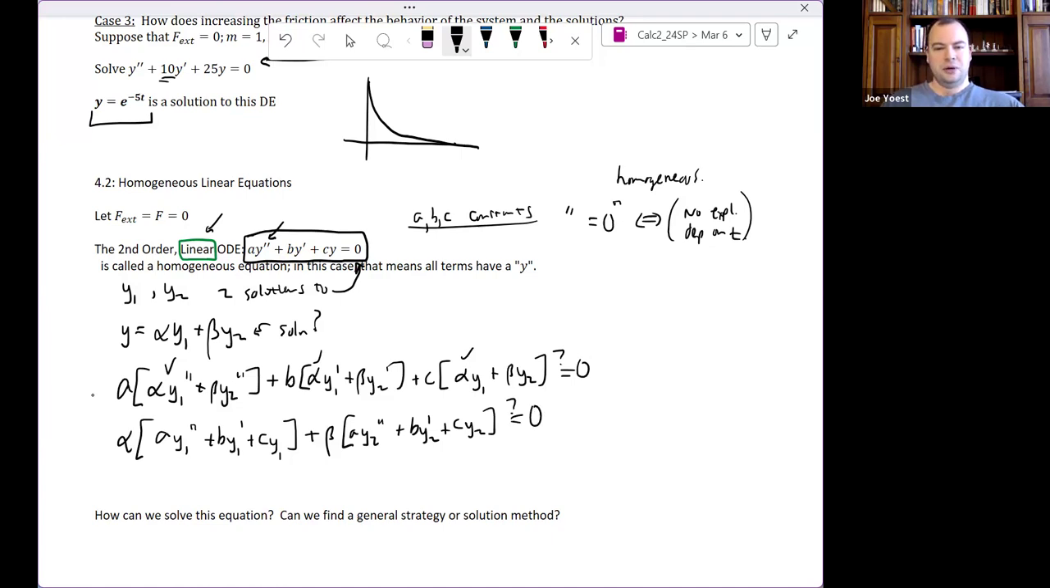Is this 0? Well, remember, I know that y1 is a solution to the differential equation. So a y1 double prime plus b y1 prime plus c y1 does equal 0. And the same for y2. So this is a linear differential equation because if I find two solutions to this differential equation, a linear combination of those solutions is also another solution to this differential equation. I'm going to make pretty heavy use of that throughout this discussion.